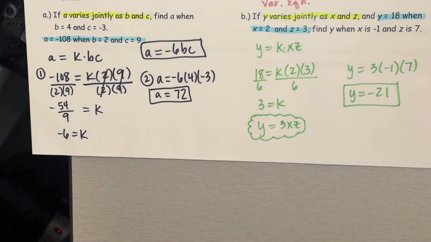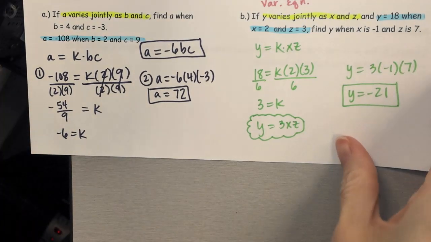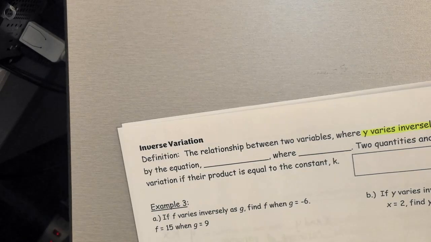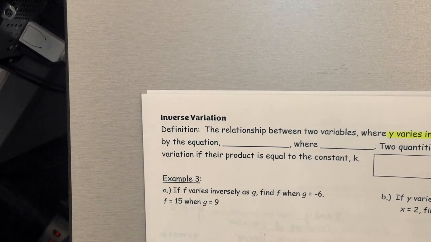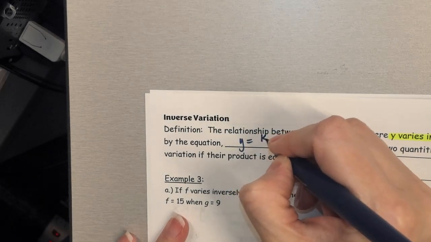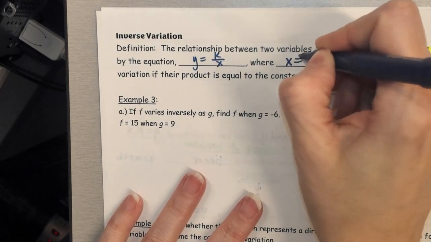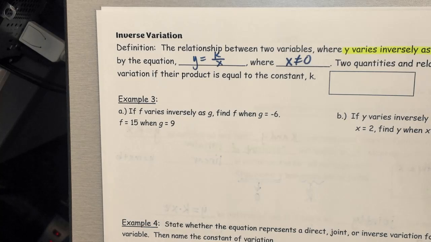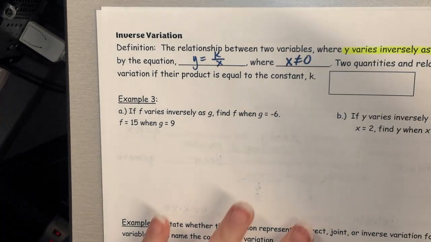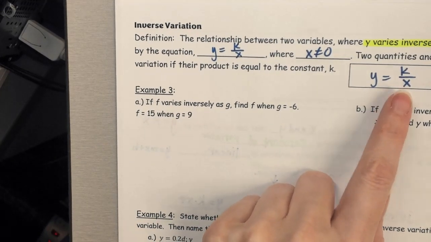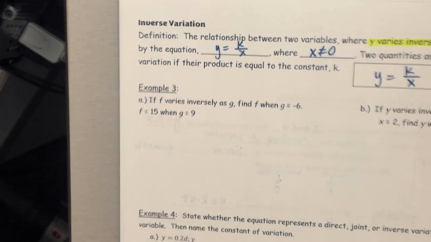All right, and then we're going to go on to inverse variation. Okay, so when you have inverse variation, if it says y varies inversely as x, that is represented by this equation. Y equals k over x. And then they'll specify that your x value can't be 0 because it's in the denominator. Okay, so your equation is y equals k over x. So I put these boxes here, that way if you're trying to look up the equation, you can just go back and find that quickly.